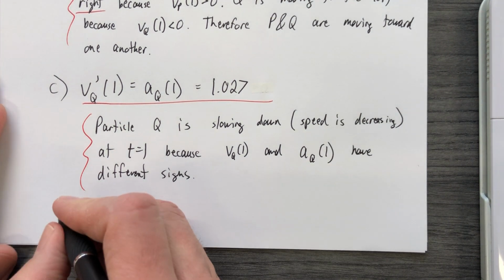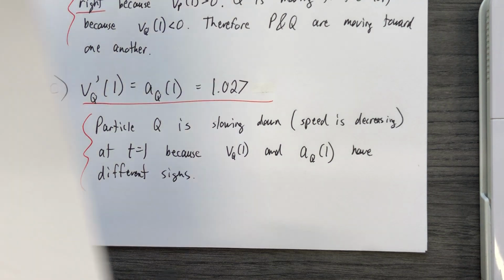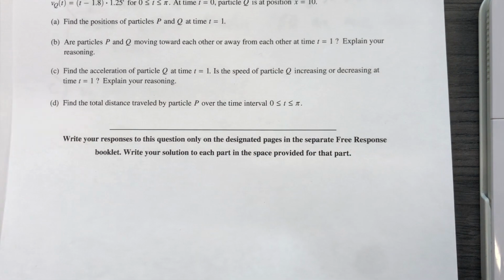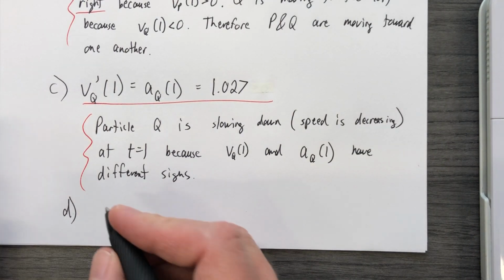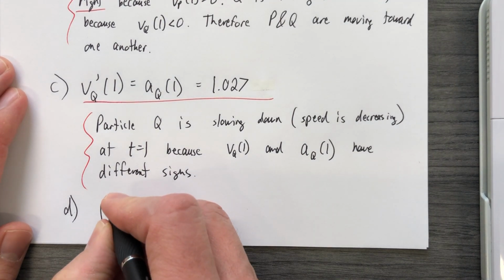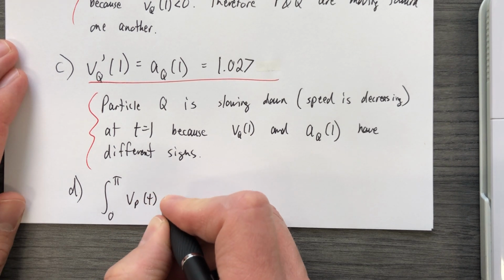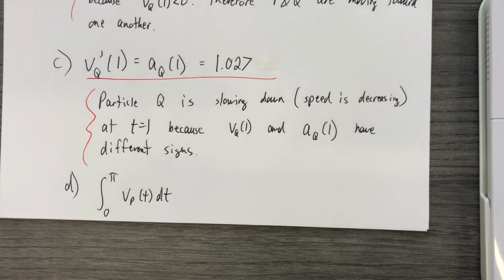Okay, we have enough room for part D, which is super short. Here goes. Find the total distance traveled by particle P over the time interval from 0 to pi. So let's do this. The integral from 0 to pi, the velocity of particle P is going to go here. By the way, this is incorrect. Let's stare at it for a second. I did this on purpose.